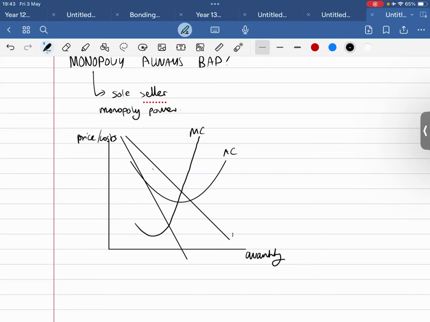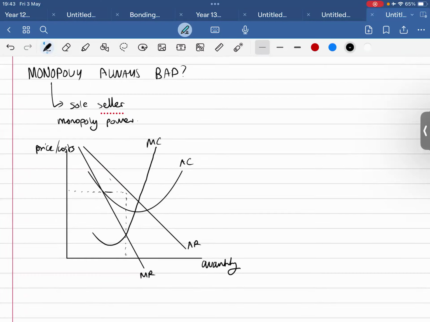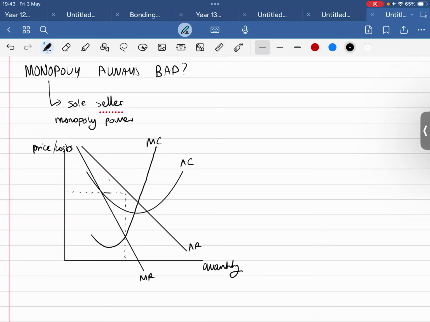It's meant to be twice as steep. So MR is twice as steep as AR. But just leave this space free, it gets messy. Now, MC equals MR. That's the first thing I would do. I would explain the characteristics of a monopoly to build up to my point about it being good or bad. And this build-up is what I would also do in my 15 marker.